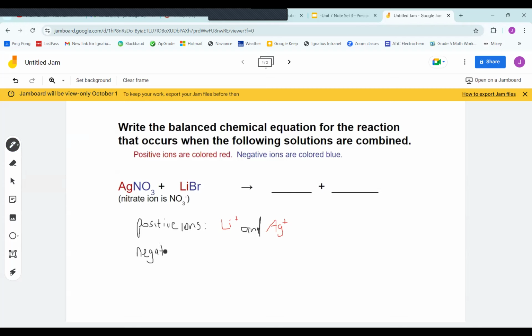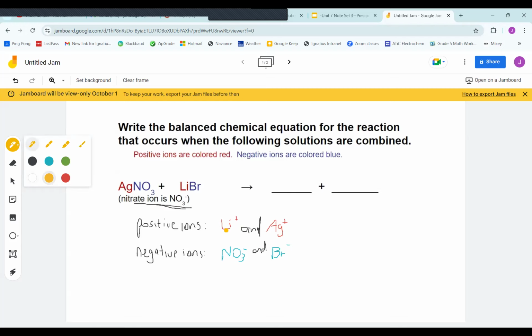Next, let's list out the negative ions. One of the polyatomic ions is here, and they even give you this note in parentheses. Nitrate ion is NO3 minus. That's one of our negatives. The other negative is Br. Try finding Br on the periodic table. Column 17. That's going to take the -1 charge.